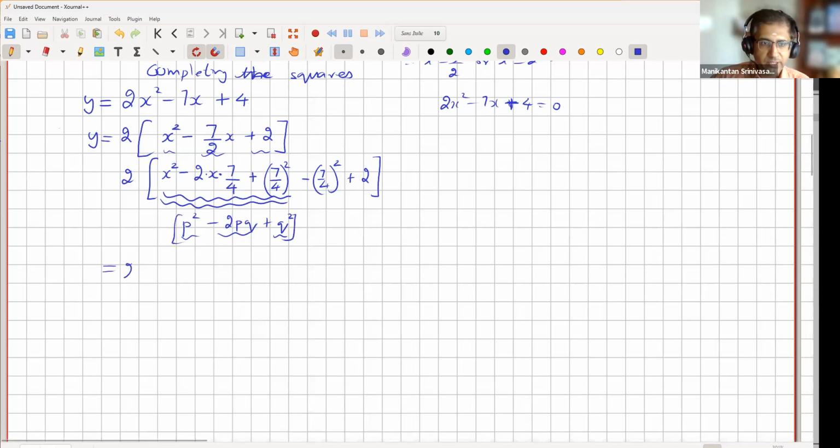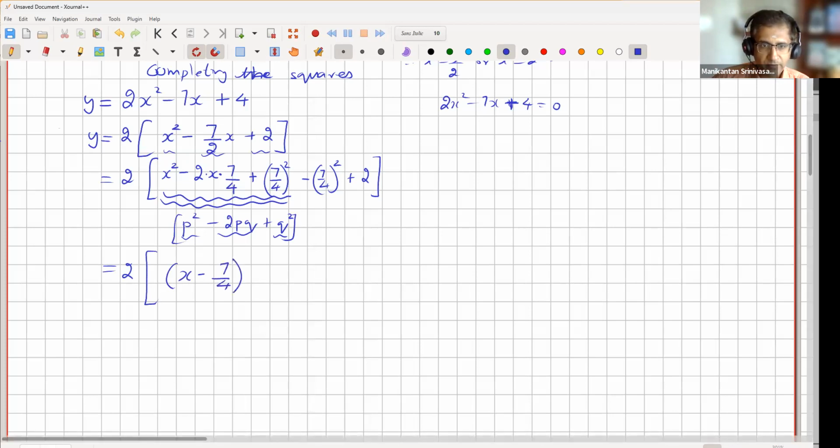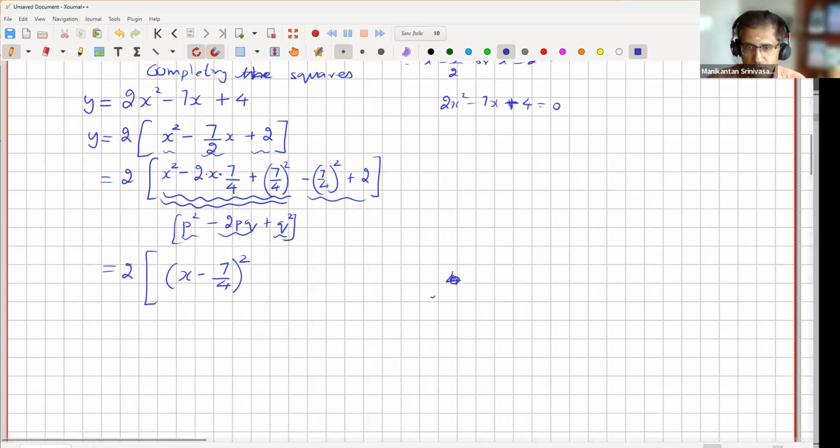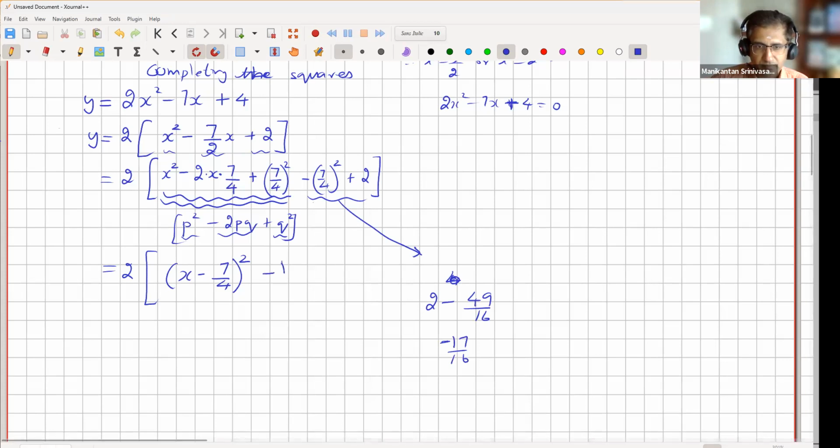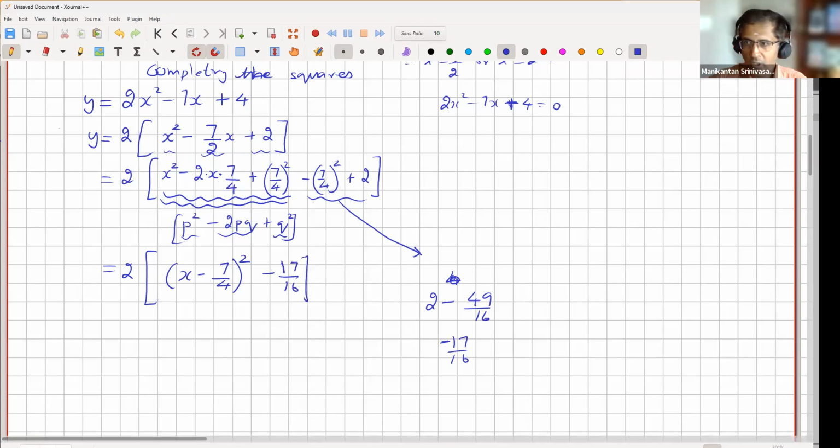And therefore, I can just say this is 2 times x minus 7 by 4 whole square, right? And then this is just numerical, right? Whatever that is. So in this case, it's 2 minus 49 by 16, right? How much is that? 32 minus 49 by 16, which is minus 17 by 16. Okay, so we have still not factorized, but we have simplified a little bit, and this is enough to be able to solve it.